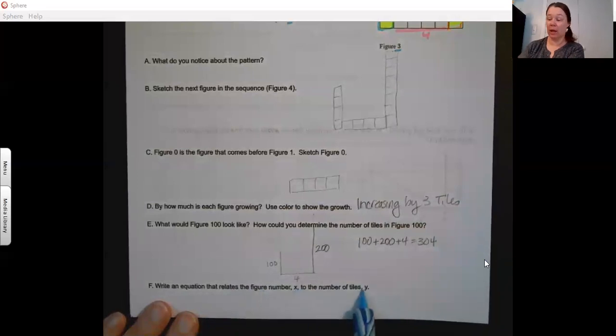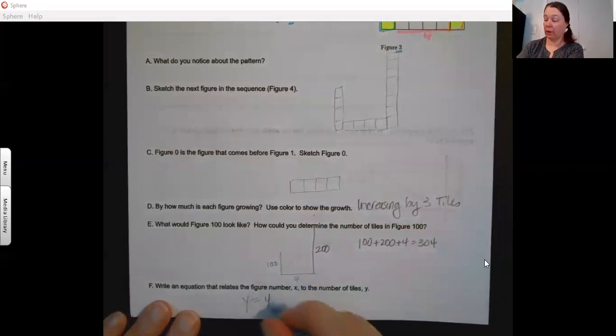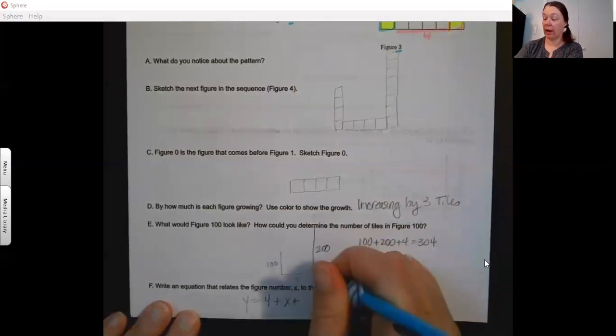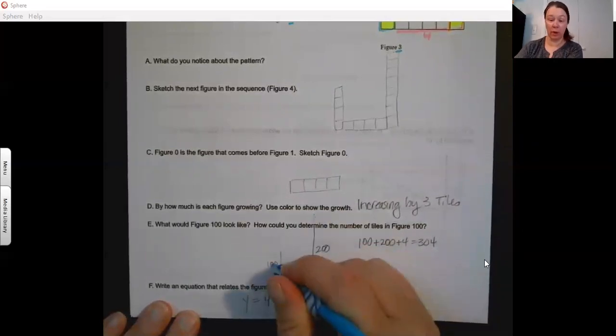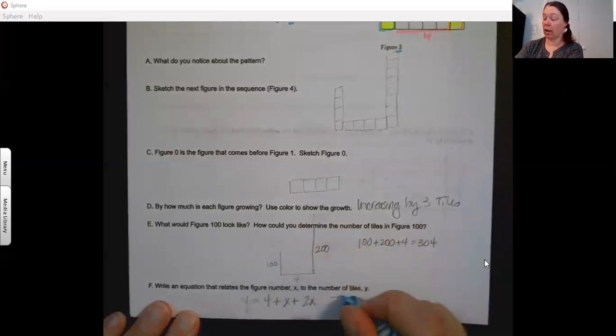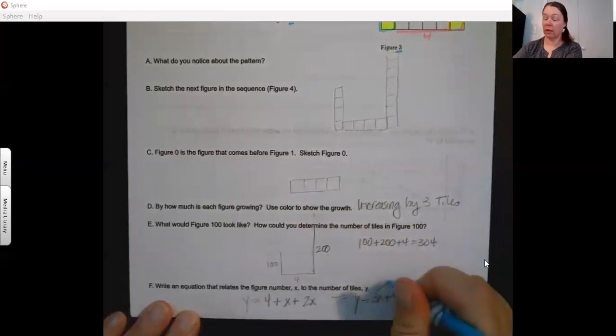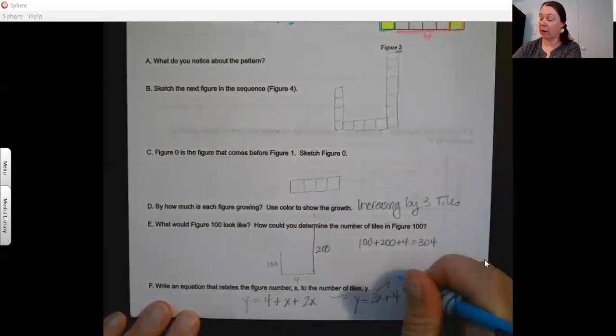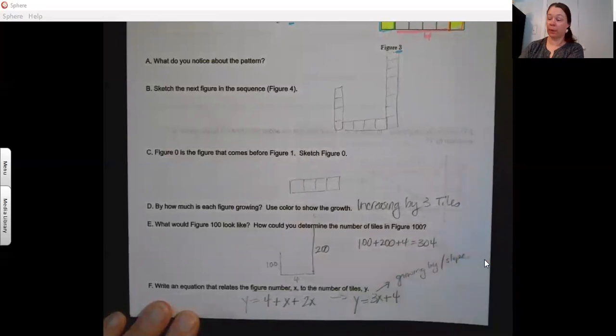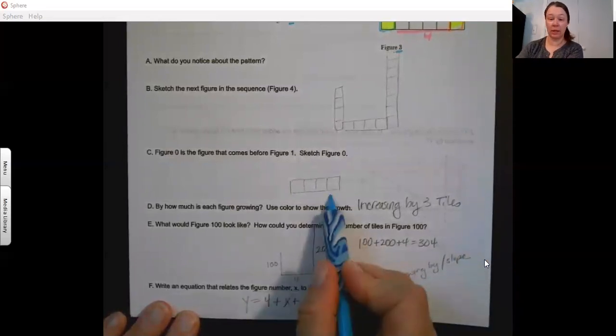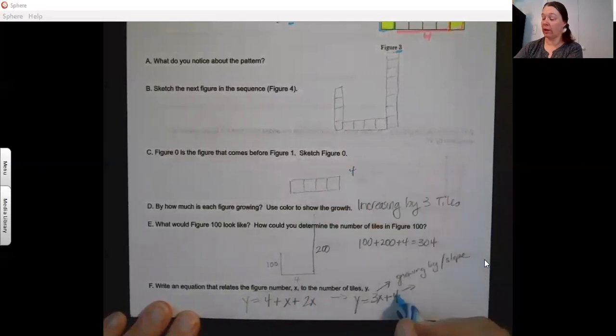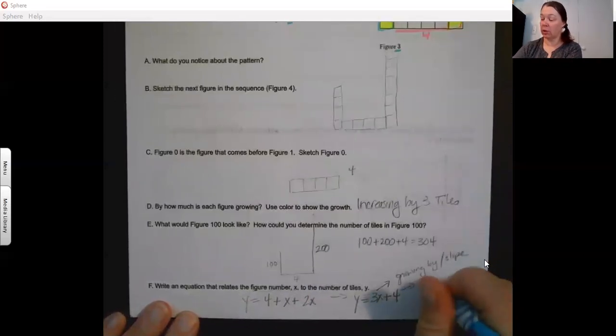And so now what we want to do is write an equation that relates the figure number x to the number of tiles y. So my total number of tiles y is, I have my 4 in the middle, plus if my figure number is x, over here I have x tiles, and over here I have 2 times however much my figure number was, so I have 2 times x, which I could rewrite as y equals 3x plus 4. So this 3, notice, is the amount of tiles you're growing by, or we call that also our slope. And then this, if you notice, how many tiles did I start with? I started with 4. Okay, so this is your starting value.